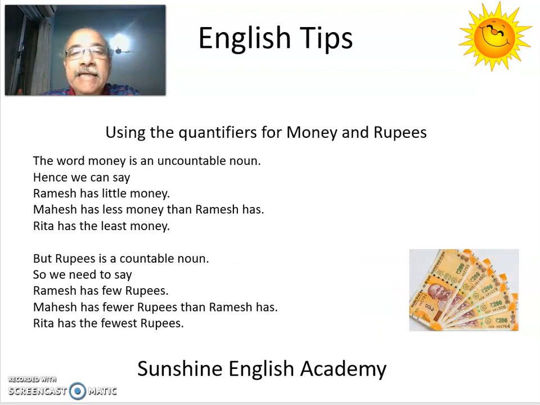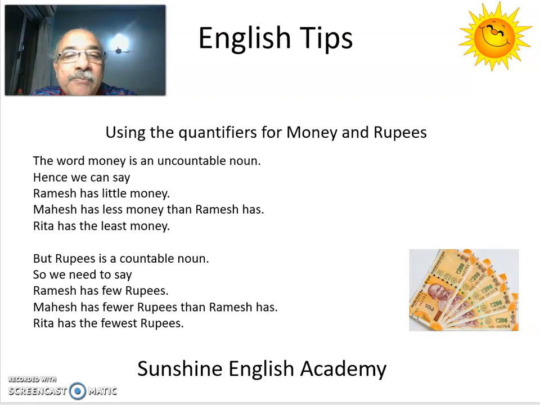The word money is an uncountable noun. That is why we cannot put a number before money. For example, we cannot say, I have 100 monies. This would be grammatically wrong. So, what should we use? What words should we use when we want to talk about money?